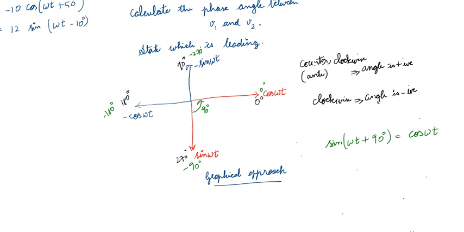Is this okay? Now, if I start from cos omega t and go 90 degrees, I can write cos(omega t plus 90). This is the cos axis, I am moving 90 degrees in the counterclockwise direction, and I go to minus sin omega t.